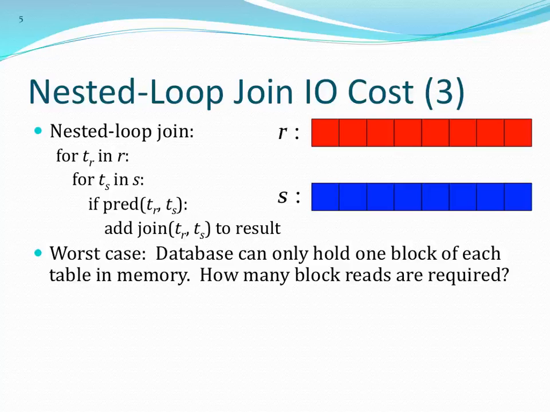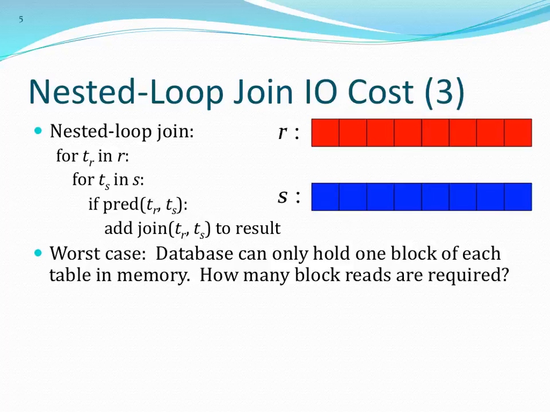So let me ask you this. How many times do we scan through S? B_R, N_R, B_S, N_S, some other number? How many times do we scan through S? Is it each page? It's for T_R in R. So N_R is the number of times we scan through S.